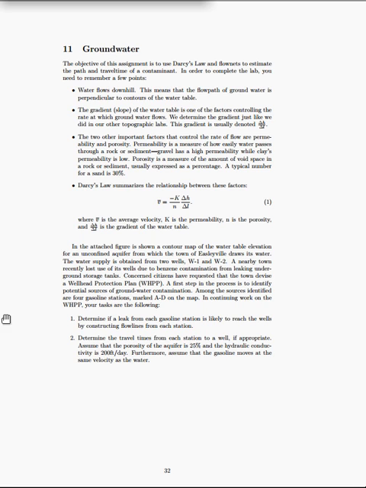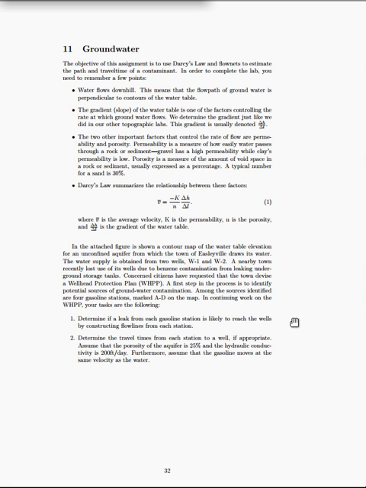Darcy's Law, this particular equation, calculates the velocity at which the groundwater moves based on K, the permeability or hydraulic conductivity of the water, N, the porosity, and delta H over delta L, or dH over dL, which is the gradient. So we're going to figure out how fast some things are by applying it to a real-world problem.